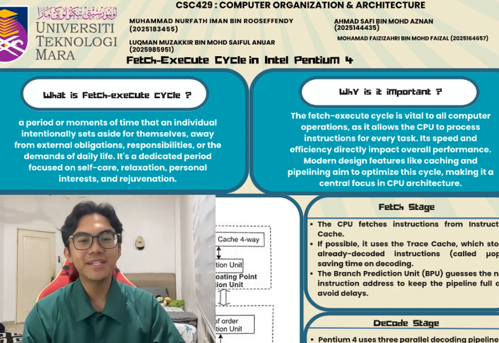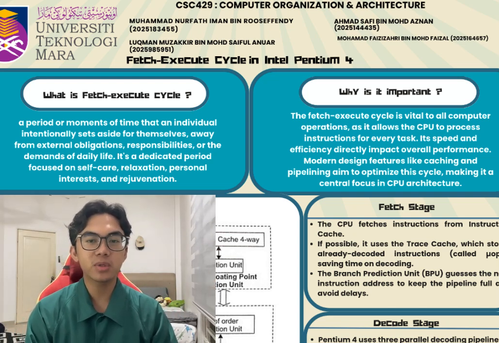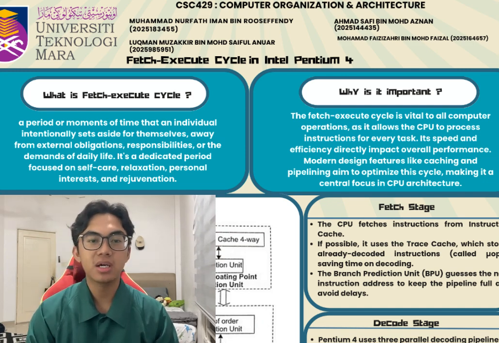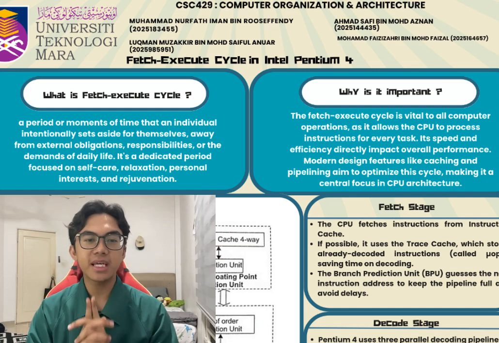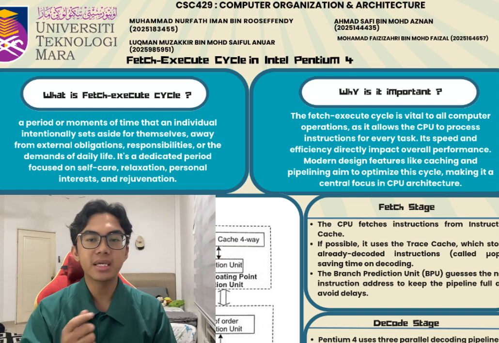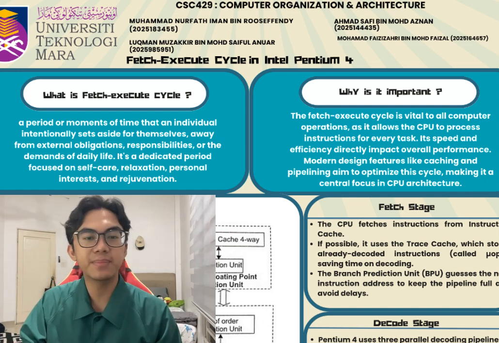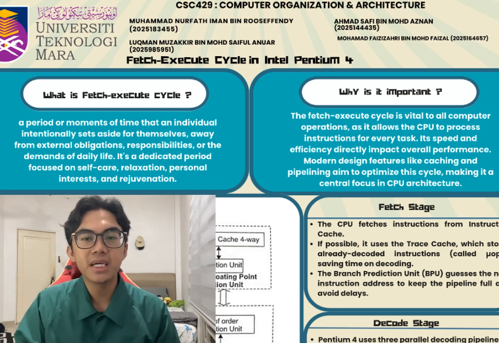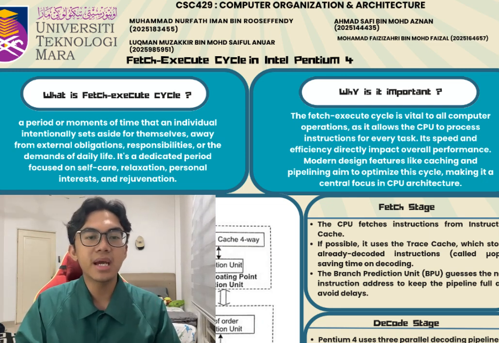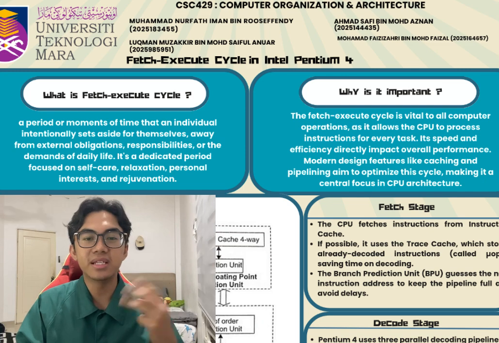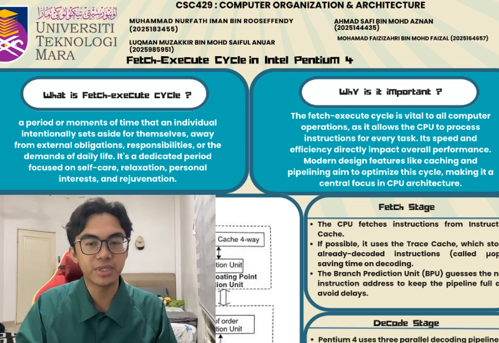Hello everyone, in this video I'm going to explain one of the most important concepts in computer architecture, the fetch execute cycle. So, what is the fetch execute cycle? The fetch execute cycle, also known as the instruction cycle, is the basic process that every CPU follows in order to run programs. This cycle involves three main steps: fetching an instruction from memory, decoding it to understand what needs to be done, and then executing the instruction to carry out the required operation.